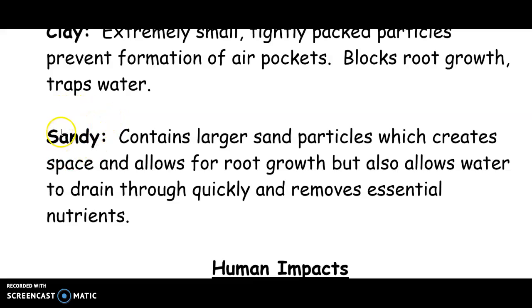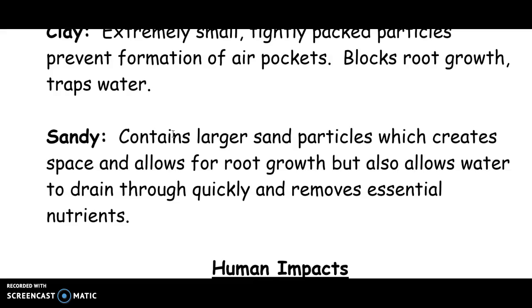And then lastly, we have sandy soil. So sandy soil is not great either for plant growth. This is where you have, think of sand on the beach, right? So sand is very loose. There's lots of space pockets. So the root growth is great. There's lots of room for the roots to grow.